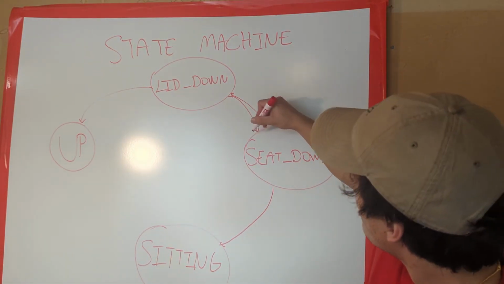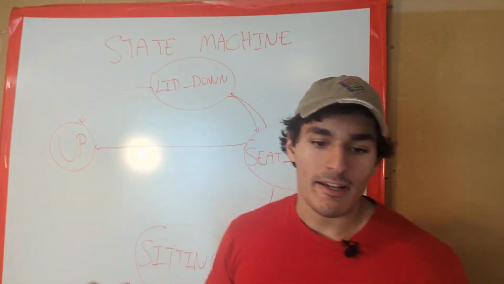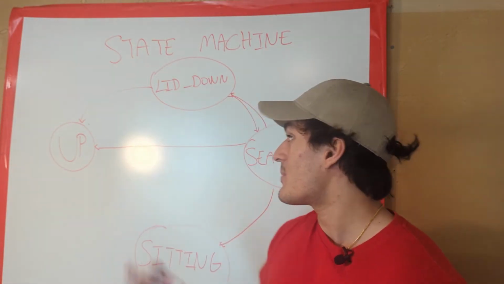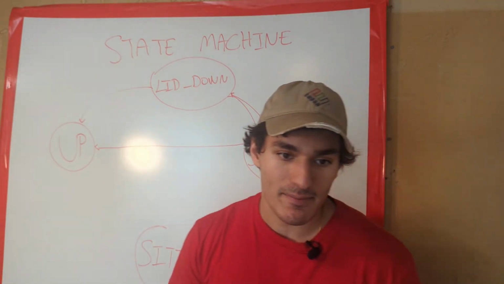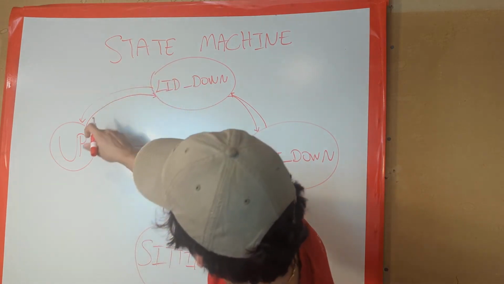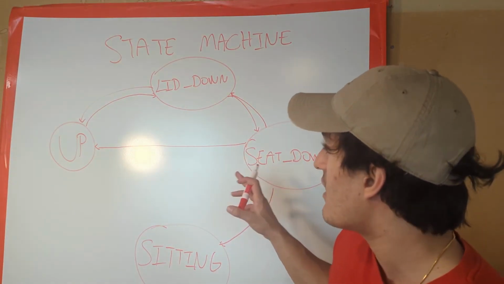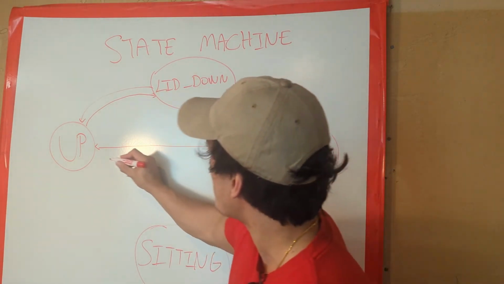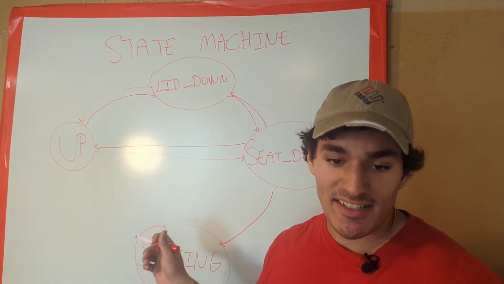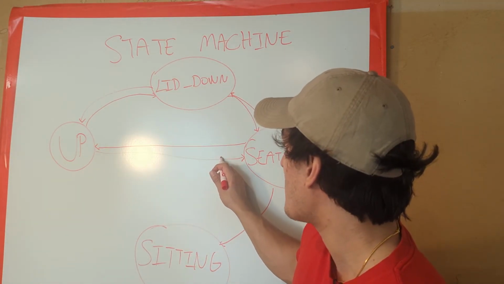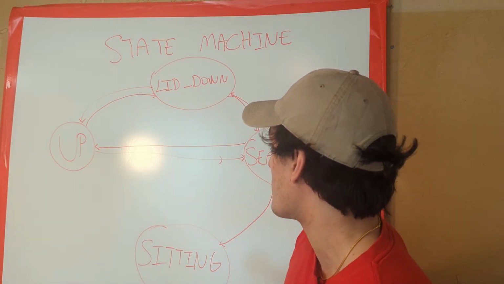We can also get straight to up if the switch detects that the seat is up and the lid is up and the FSR detects no pressure from the seat. From up, we can get back to lid down if the FSR detects that no one is sitting on it and the switch says the lid is down. And we can get to seat down if the FSR detects that the seat is down and the switch detects that the lid is up. This transition is one of the times where we start the timer for the buzzer.